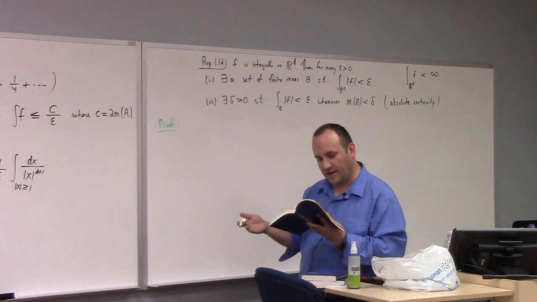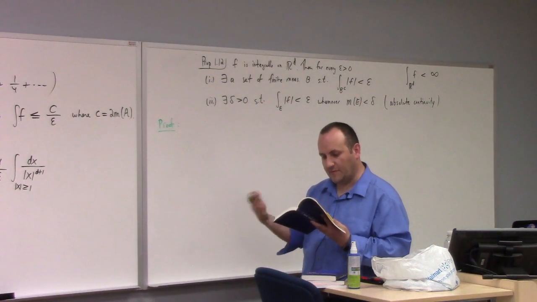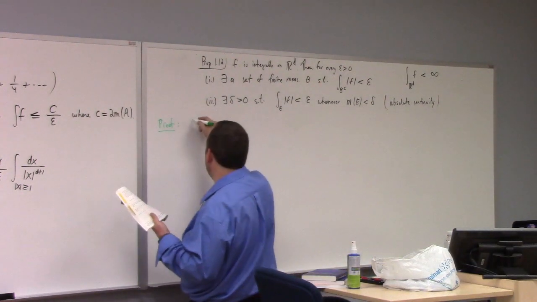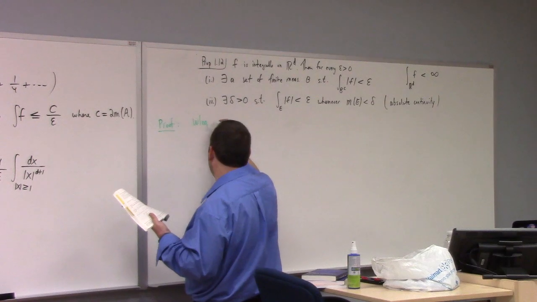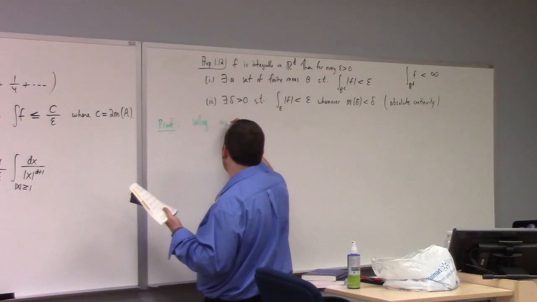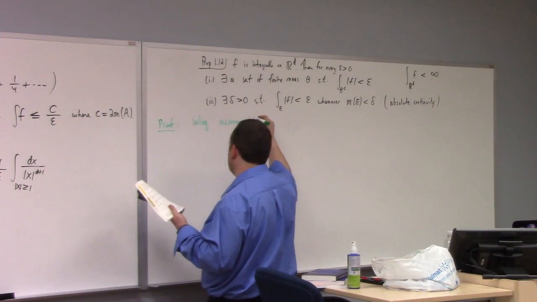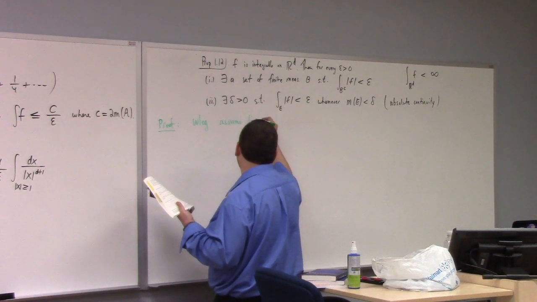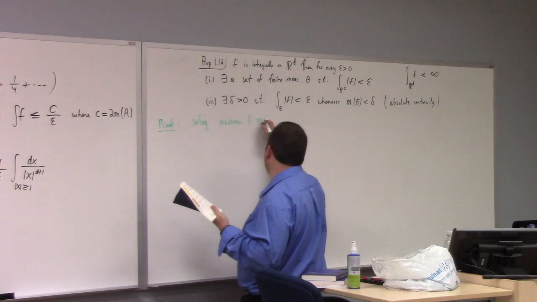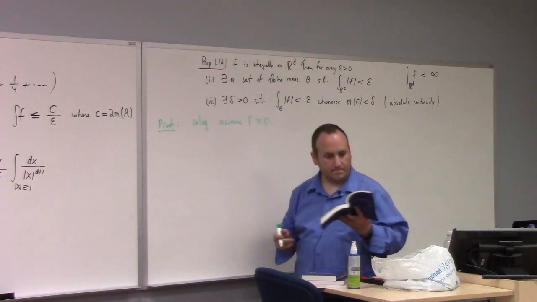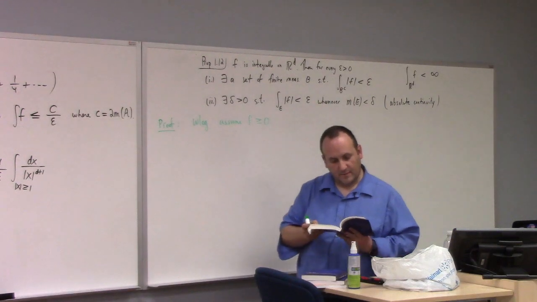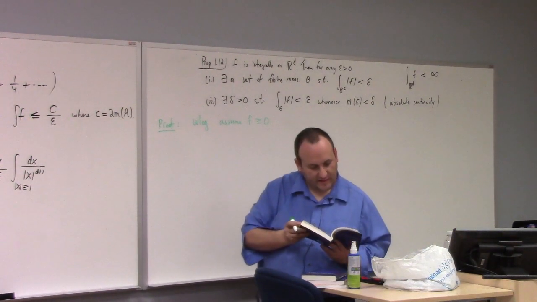He says, by replacing f with the absolute value of f, we can assume without loss of generality that f is greater than or equal to 0. All right, great. He says, for the first part, let Bn denote the ball of radius n centered at the origin.